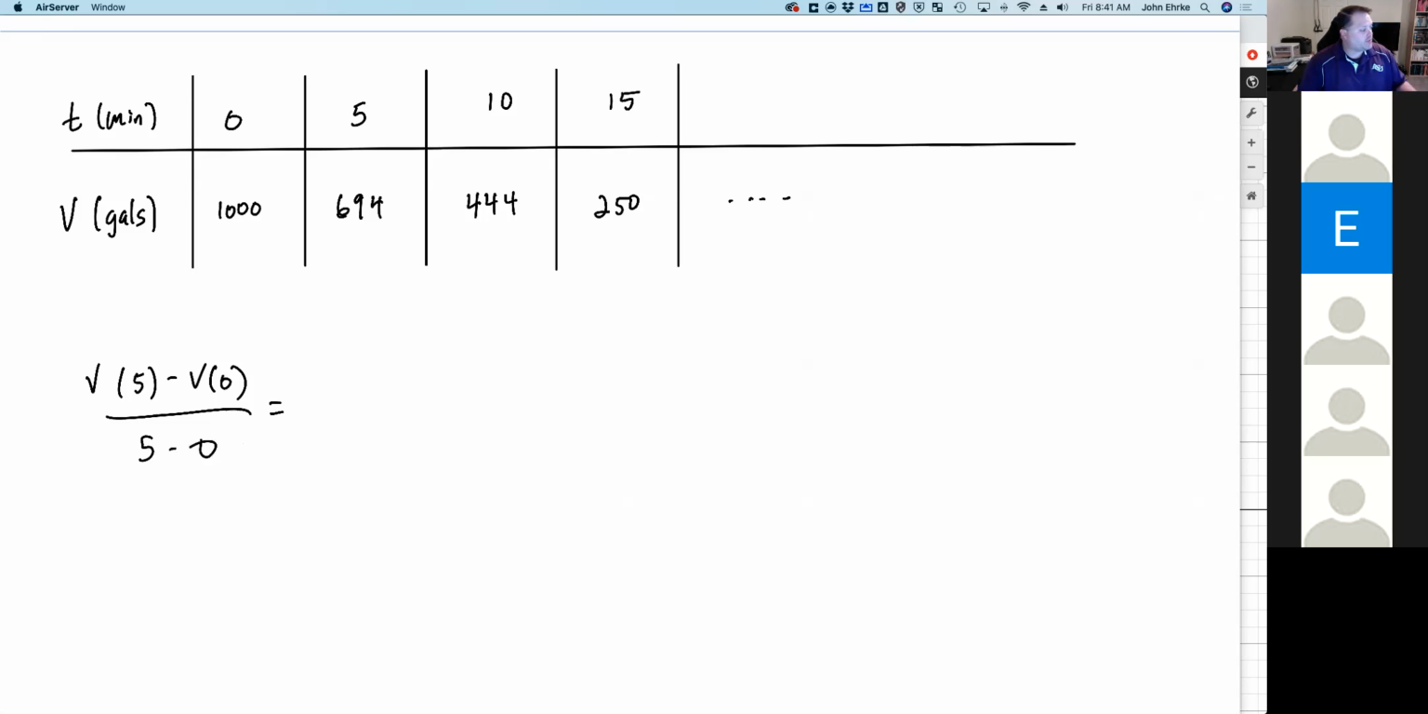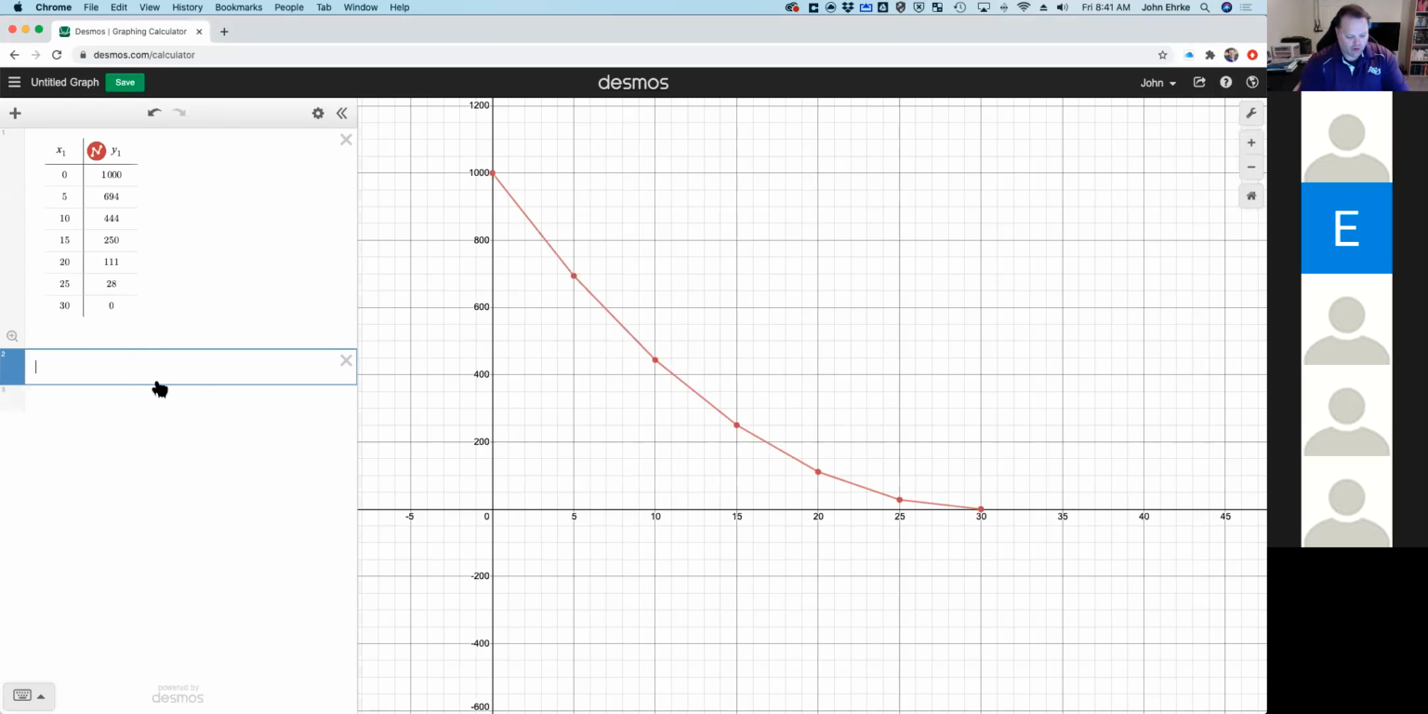So it would be the volume after 5 minutes minus the volume at 0 minutes, divided by 5 minus 0. So this would be 694 minus 1,000 divided by 5 minus 0. I could easily plug that into Desmos and figure out what that value is going to be. So 694 minus 1,000, negative 306, divided by 5 is negative 61.2. So this number is the slope of this line right here from 0 to 5.